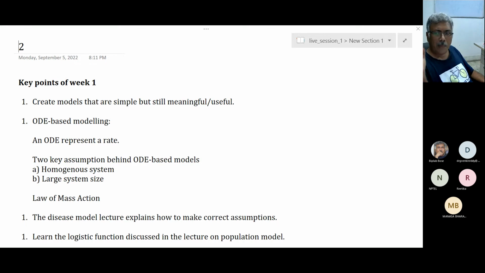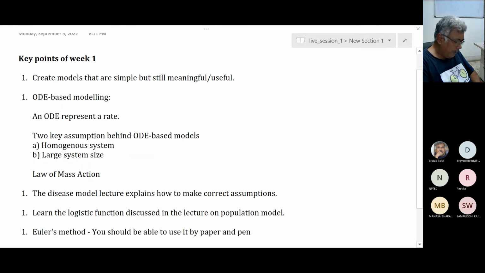Remember that every mathematical model that we are using in this course is based on ordinary differential equations. Ordinary differential equations in a model represent the rate of a process. That's what is written here. So what you have to understand in these lectures, the first week, is how we represent the rate of a process using an ordinary differential equation. And you also have to focus on a very common question in examinations, quizzes and interviews: when can we use an ODE-based model and when can we not use an ODE-based model.